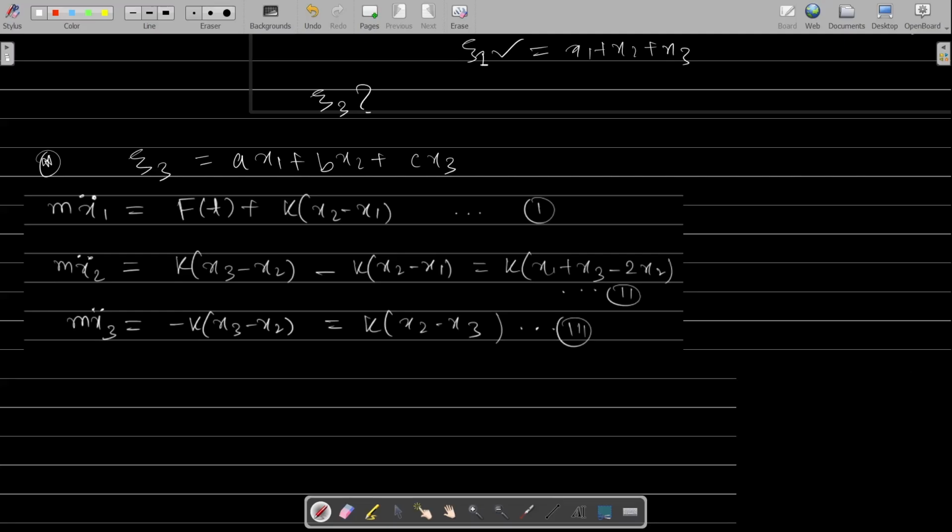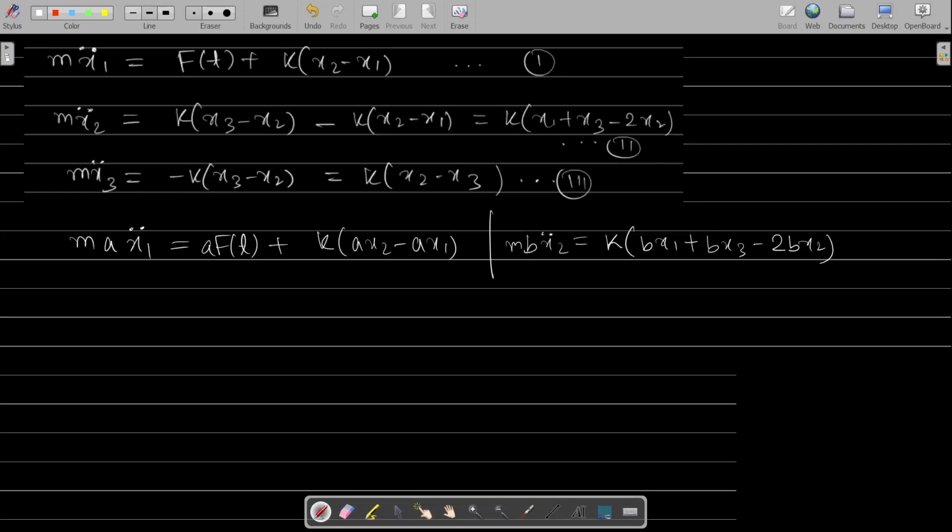So we have these equations, and now we're going to modify all three equations: multiply equation 1 with a, multiply equation 2 with b, and multiply equation 3 with c.